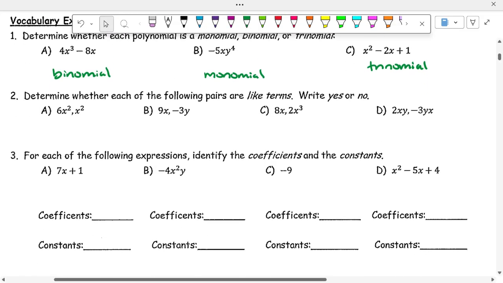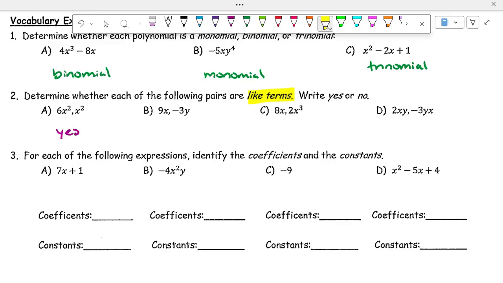All right. Now, for 2, it's asking if they are like terms or not. So letter A, are 6x squared and x squared like terms? Yes. They have the same variable and the same exponent. Both have an x, both squared. What about letter B? Are 9x and negative 3y like terms? Nope. Not the same variable. What about 8x and 2x cubed? Nope. It's the exponent. This one's raised to the first power. This one's raised to the third.